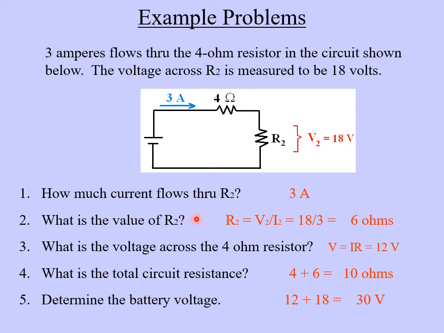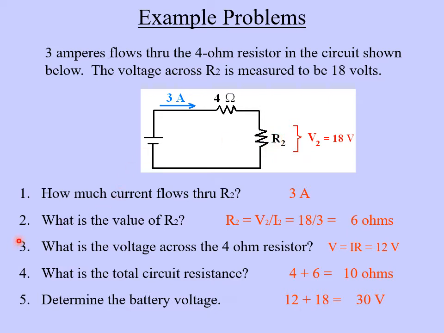What is the value of R2? Well, we know that 3 amps is flowing through. We know the voltage is 18 volts across this resistance. So we can use Ohm's law, R equals V over I, and solve it for this resistance. So V here, we're going to use this, 18 volts, and then the current, I2, we found up here is 3 amps. So 18 divided by 3 is 6. So we have found that this resistance right here is 6 ohms.